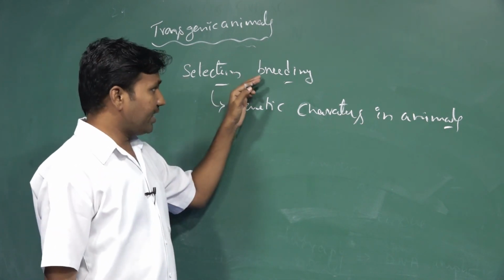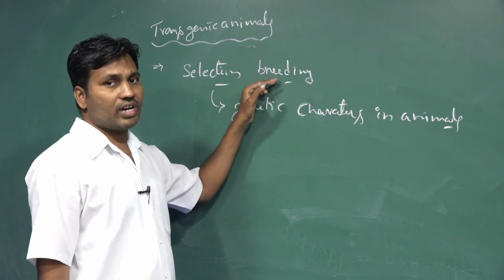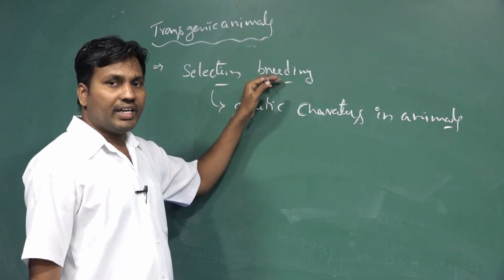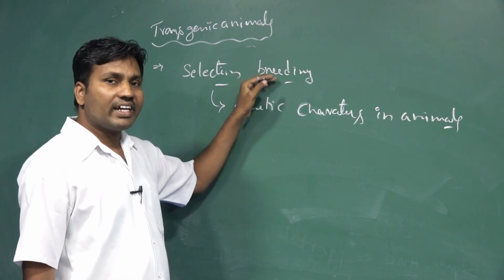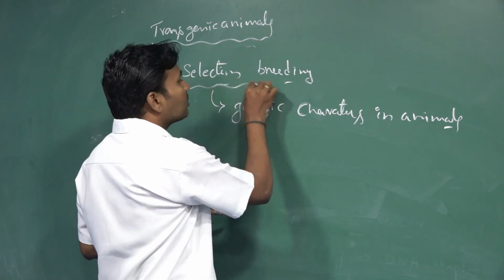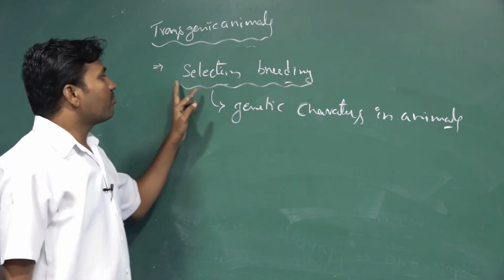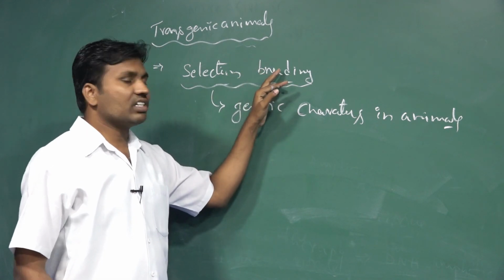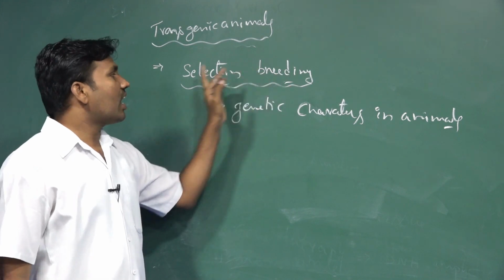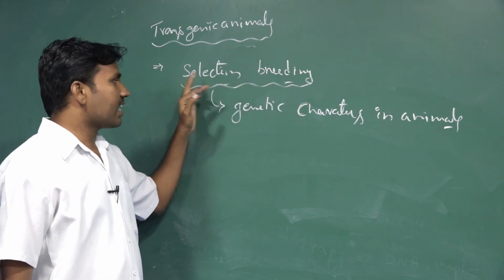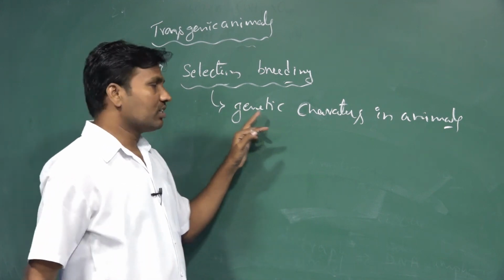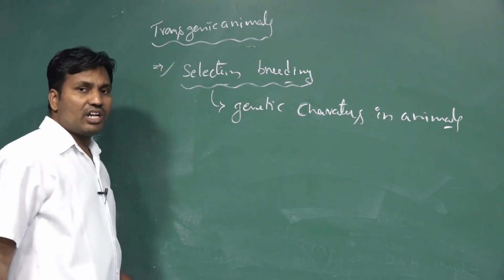In the selective breeding process, organisms with superior or desirable qualities are selected and selectively bred. Over a number of generations, by following these selective breeding methods, unwanted characters are eliminated from the organism and the desirable genetic characters are introduced into the organism. So this is the conventional or traditional method.